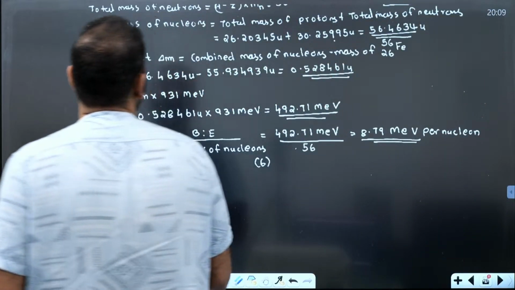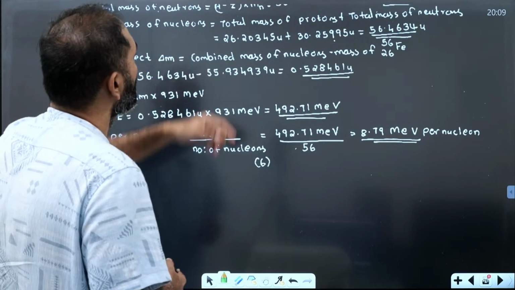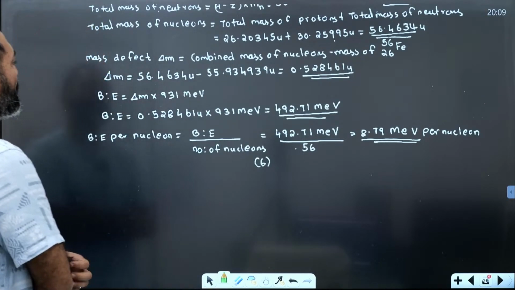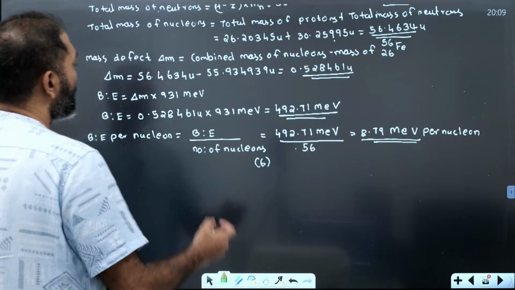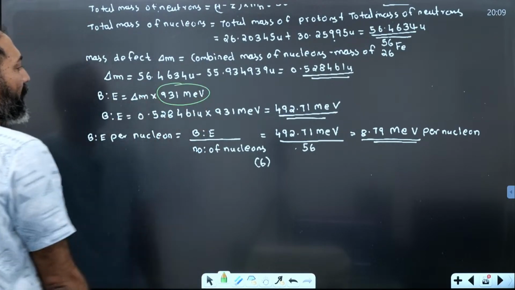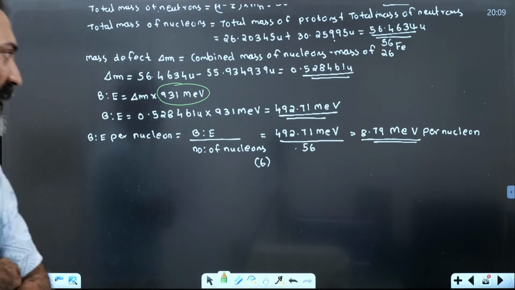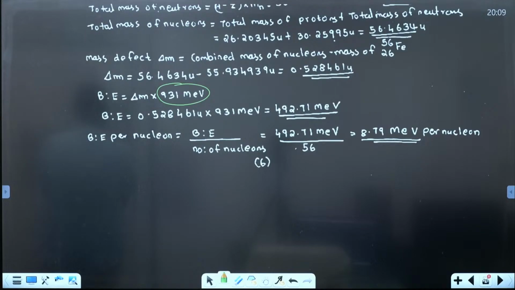So the total mass of nucleons is found out. Mass defect is the combined mass of nucleons minus the mass of 26Fe. Then binding energy. See, it is taken as 931.5. But the exact value is 931.5 MeV. But even if you are taking 931, it's okay. Then you will get binding energy 492.71 MeV. Then binding energy per nucleon is equal to what? 492.71 divided by 56. Answer is 8.79 MeV per nucleon.